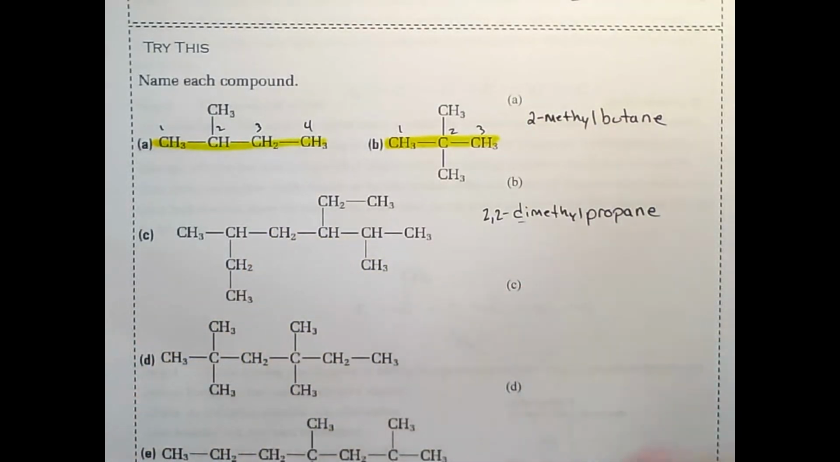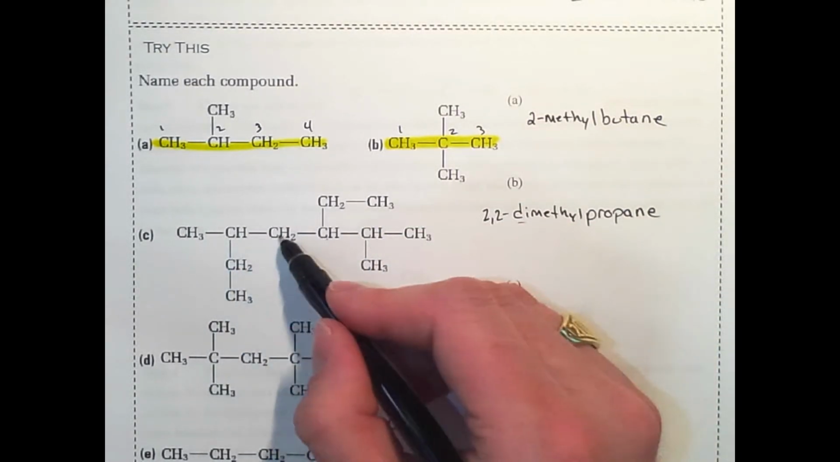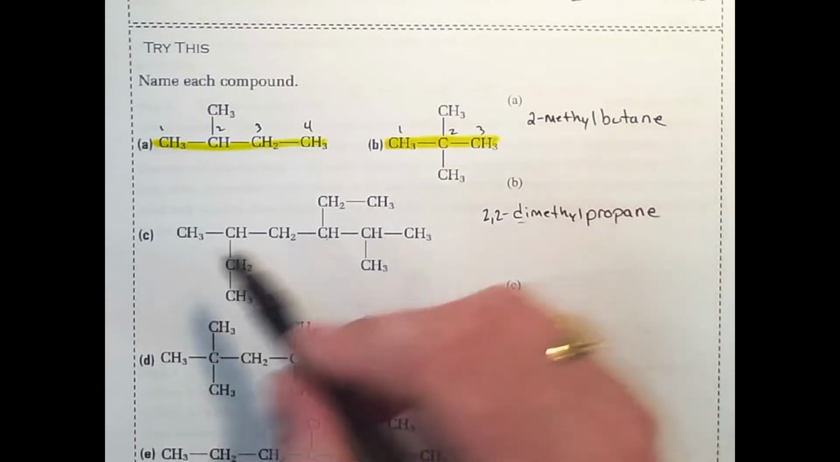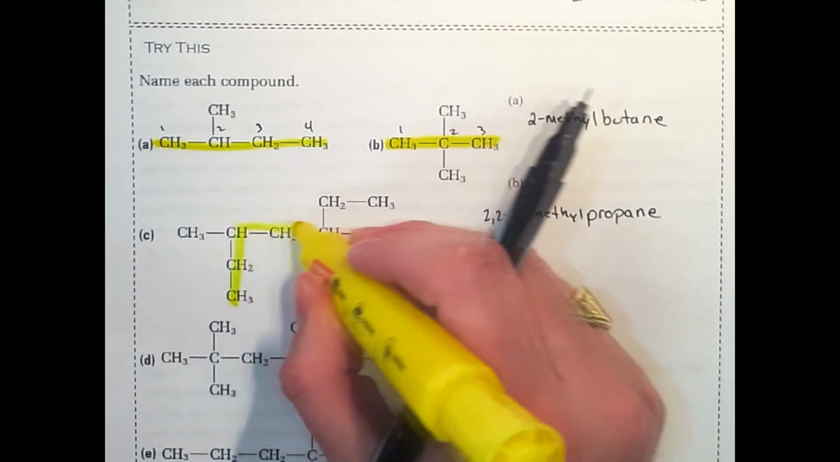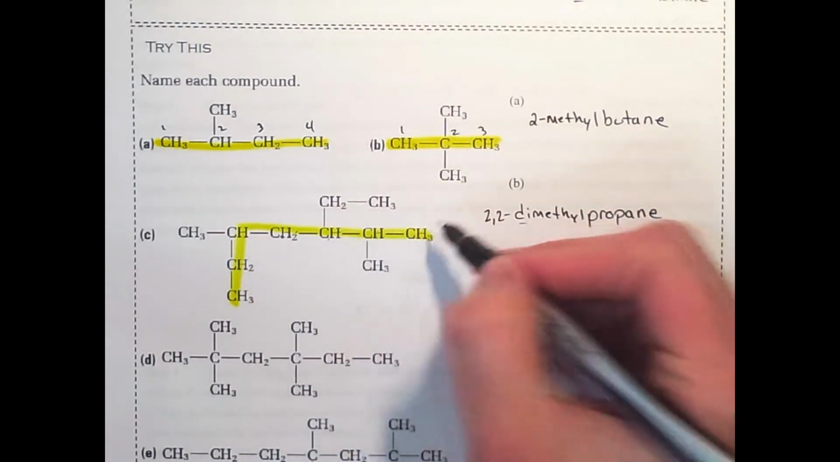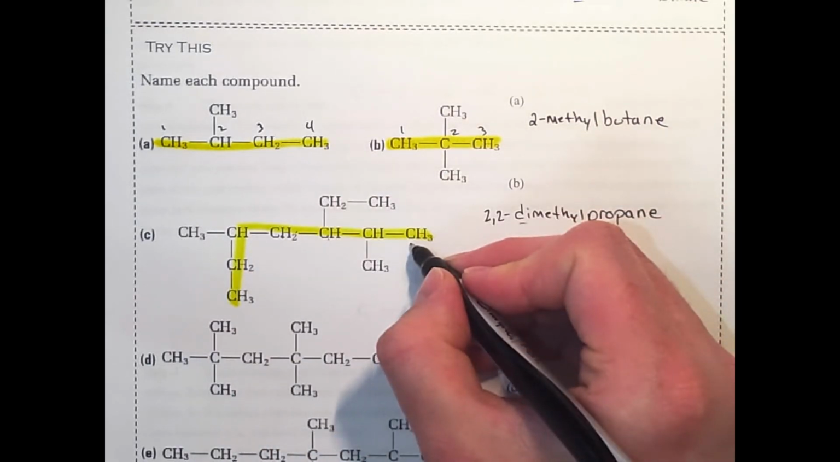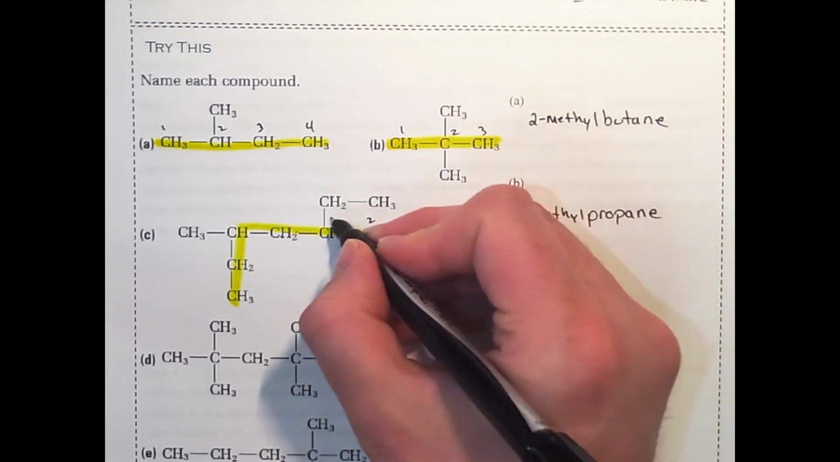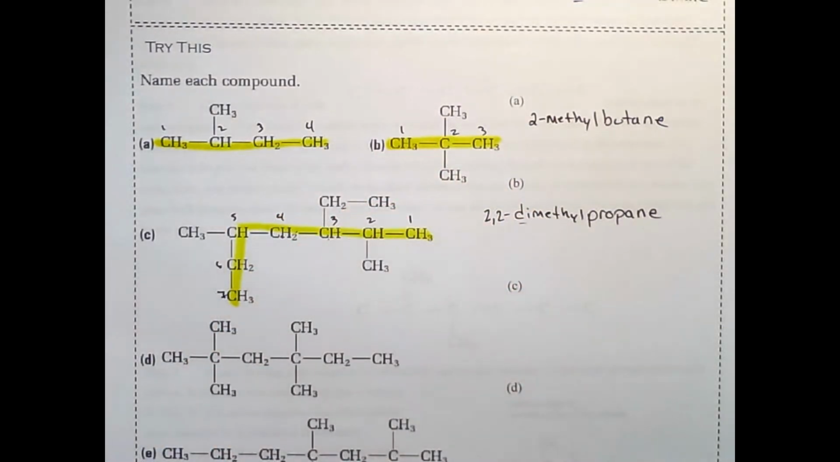For this one, 1, 2, 3, 4, 5, 6, 7. I have a branch at 1, but if I start from this side, branches will get smaller numbers. Number your chains.